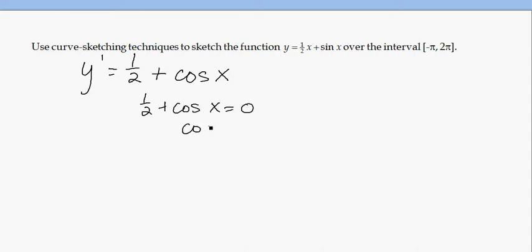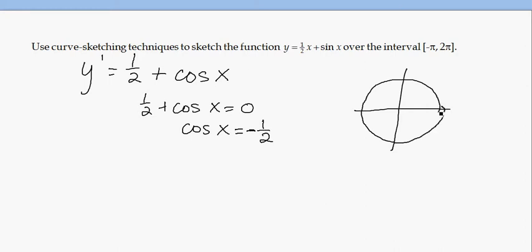So we subtract 1/2 from both sides, and we really need to find out where cosine of x is equal to negative 1/2. Now we're looking for all such values on the interval between negative pi and 2 pi. So if we think about our unit circle, sorry, that's a little crooked. We're going from negative pi, and then we're wrapping around another full rotation all the way until 2 pi.